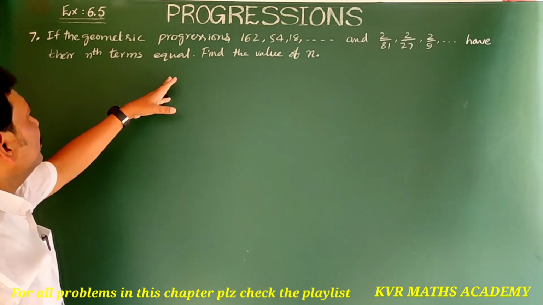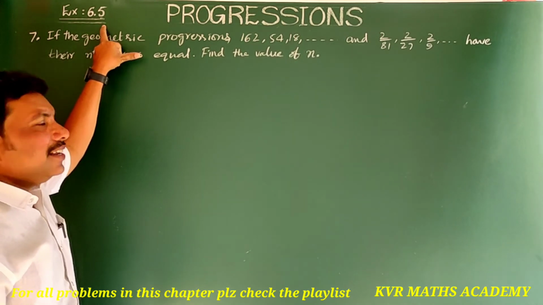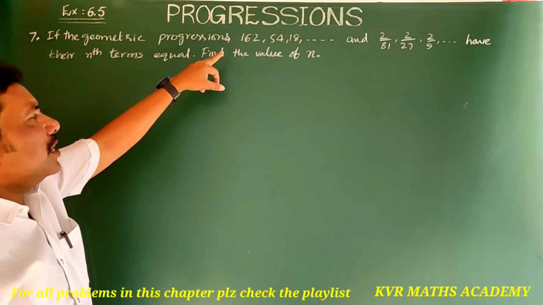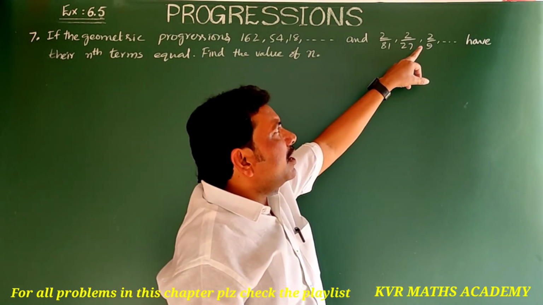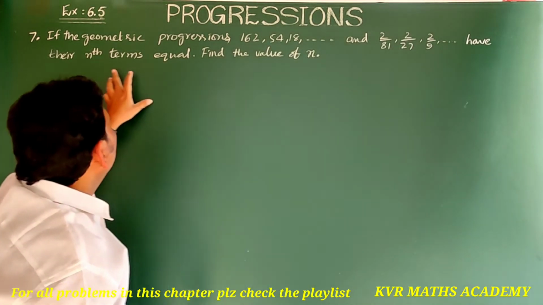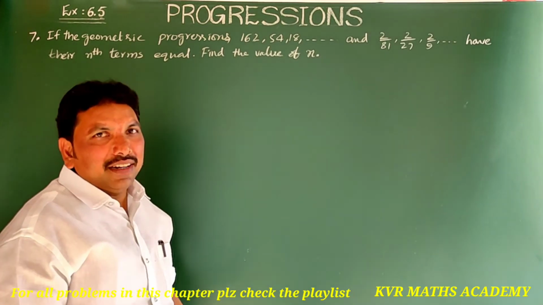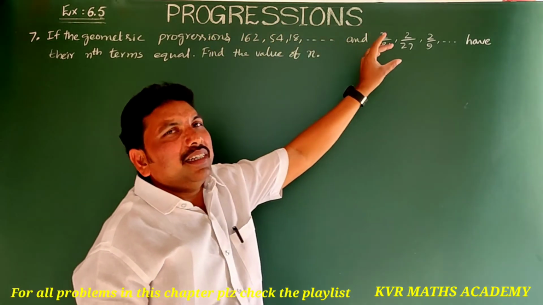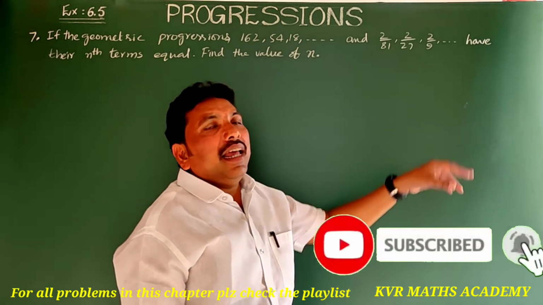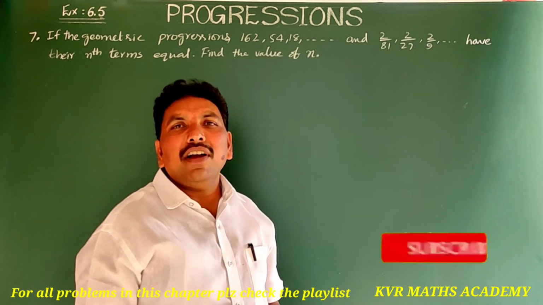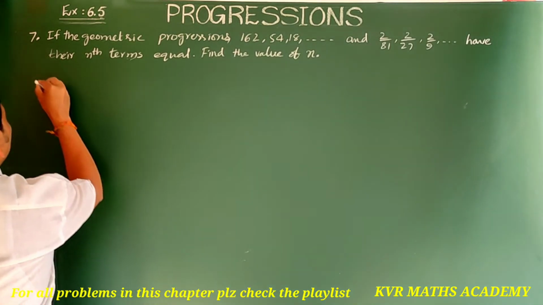Next, seventh question. This is the final question in this exercise and chapter also, right? If the geometric progressions 162, 54, 18 and so on, and 2 by 81, 2 by 27, 2 by 9 and so on, have their nth terms equal, find the value of n. So here two geometric progressions are given. This progression's nth term and that progression's nth term are equal. Then we have to find the value of n. Solution.